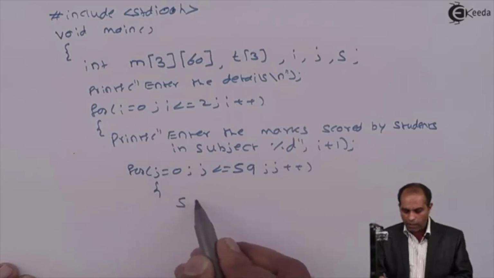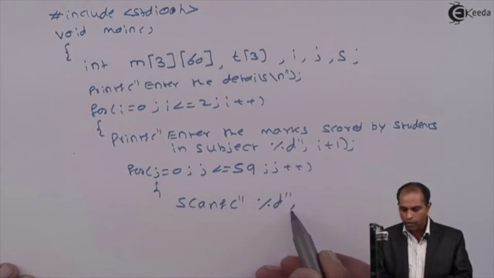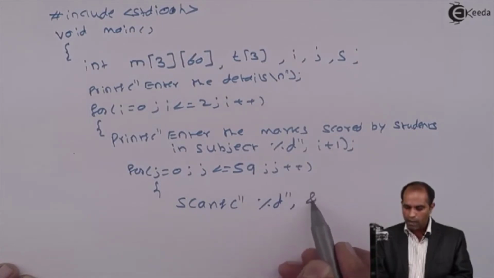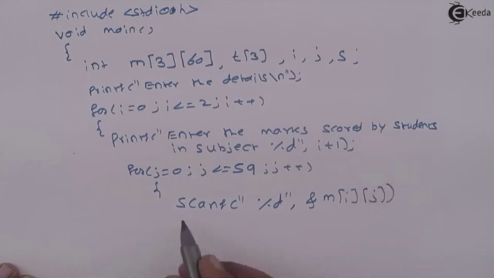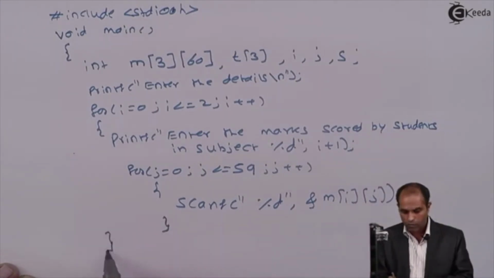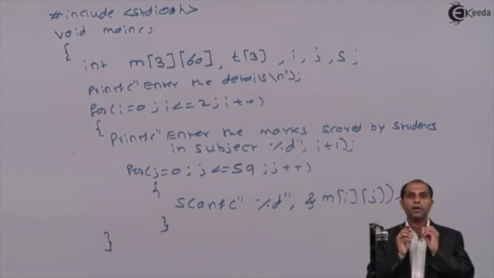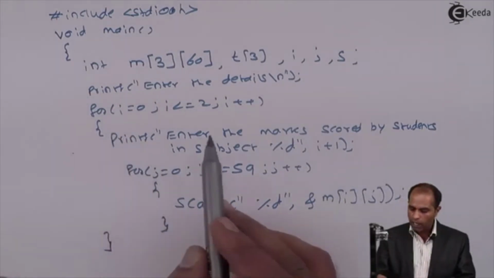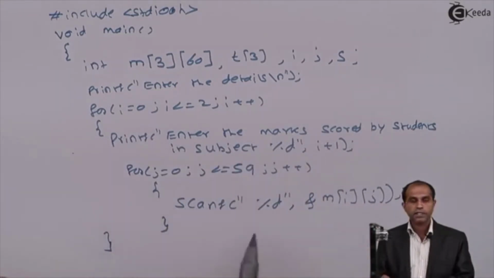And within this, I'll read these marks. I'll say scanf("%d", &m[i][j]). Is the program complete? No, I've just read these marks. So when i is 0, it will ask you to enter the marks scored by the students in subject 1. Then read all the 60 marks.